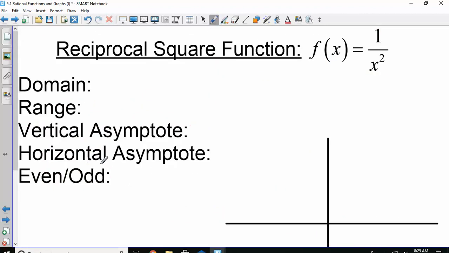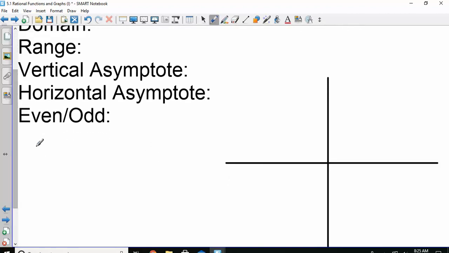One other type of function I want to look at today is the reciprocal square function. Let's just graph this first one by plugging in a few points. If I put in a 1, 1 over 1 squared is 1. If I put in a 2, 1 over 2 squared is 1/4.